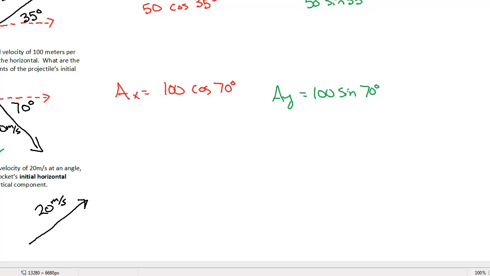I am also told that the initial horizontal is 15. So there's my initial horizontal, and they want me to find the vertical. If I want to find the vertical, well, the vertical there is really the same thing as the vertical here. And what I can see is that this is a triangle, so I can use the Pythagorean theorem.